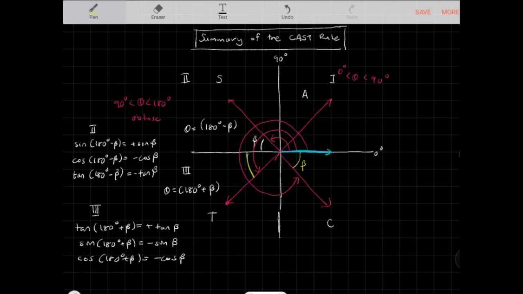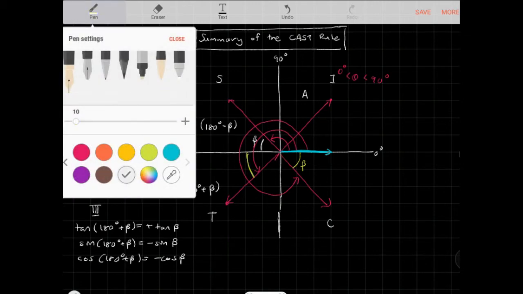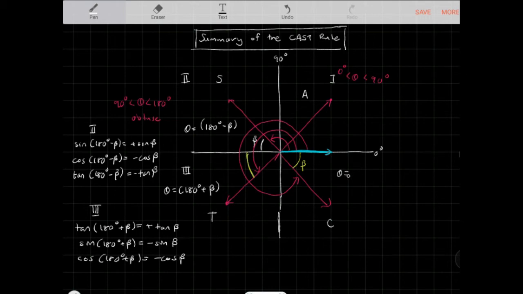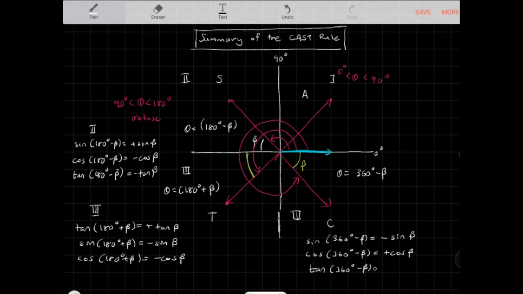So in this case, our modifier for finding theta is theta equals 360 degrees minus beta. That's our modifier for quadrant 4, and we found that only cosine is positive. So because only cosine is positive, sine(360 degrees minus beta) is equal to negative sine beta, cosine(360 degrees minus beta) is equal to positive cosine beta, and tan(360 degrees minus beta) is equal to negative tan beta. So those are our correlated angles, and it's good to memorize this CAST rule.